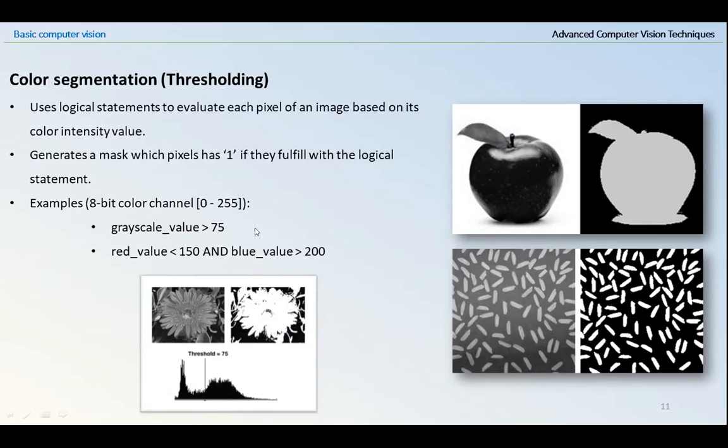It's important to mention that usually in digital imaging, the color values are represented from 0 to 255, which is the range that a byte can represent. So with this methodology, every pixel in the image is evaluated with this logical statement. For example, if that pixel has a grayscale value bigger than 75, it will put 1 in the resulting mask. If it doesn't fulfill this logical expression, it will put 0.